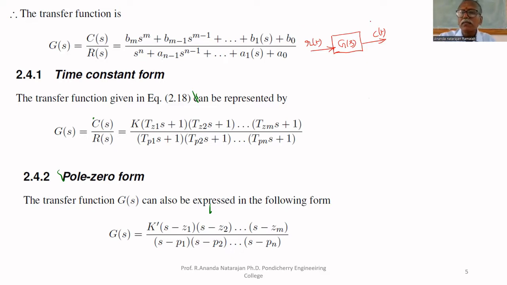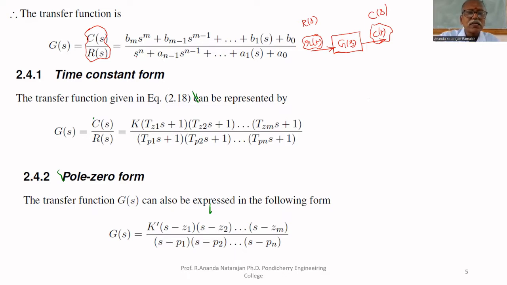If you take Laplace transform of C of t, you will get C of S. The same way, if you take Laplace transform of R of t, you will get R of S. The ratio between C of S and R of S is called transfer function. So, the model of the system is represented as ratio between the Laplace transform of output and input.